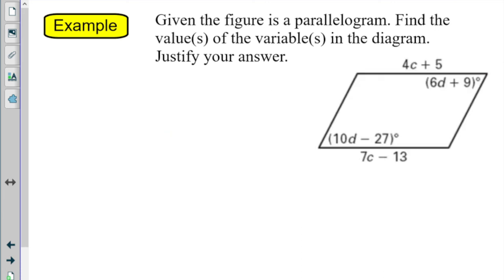Take a minute and try this one. In this next minute or two, I at least want you to get to the point of writing down which property you're using and getting your equation set up.